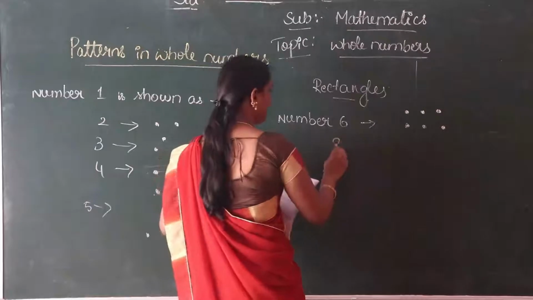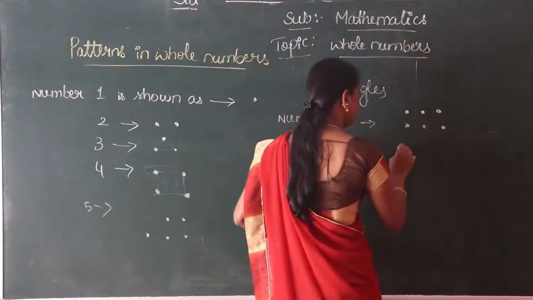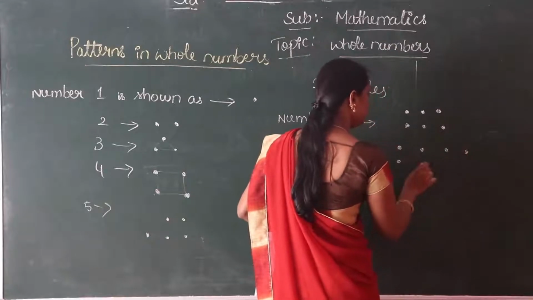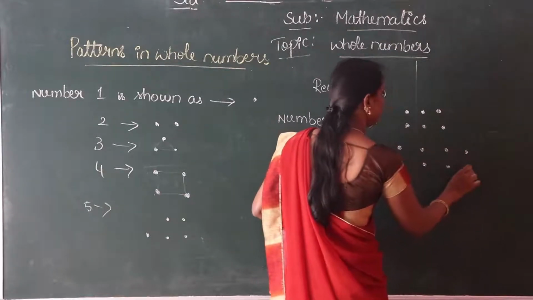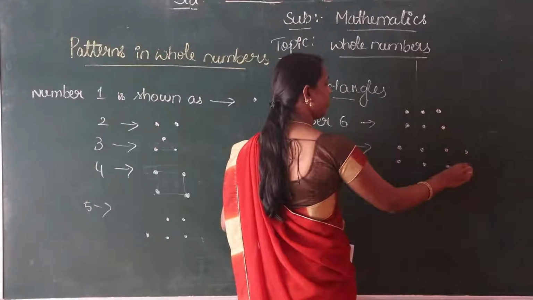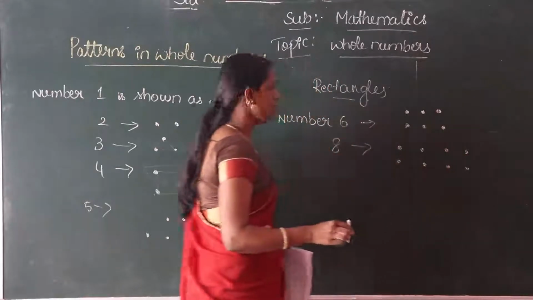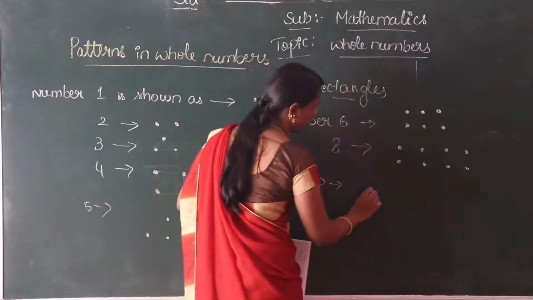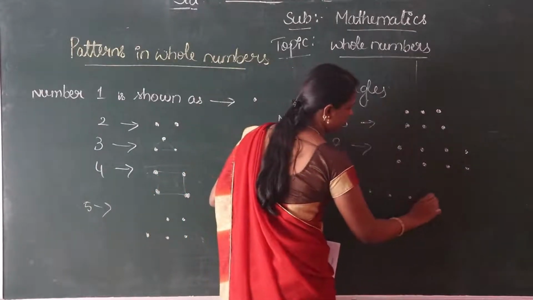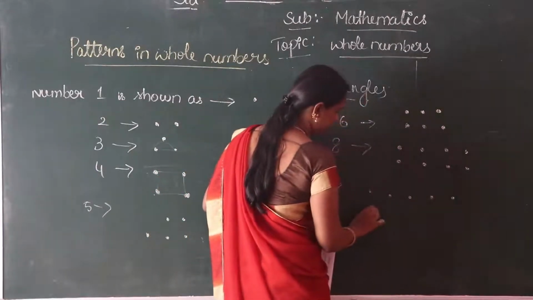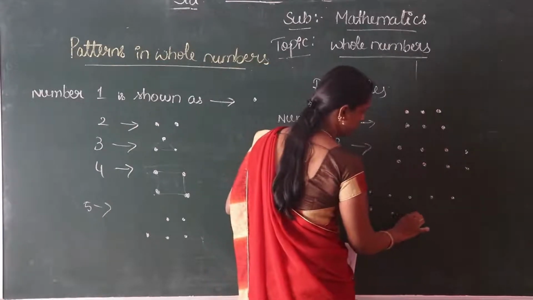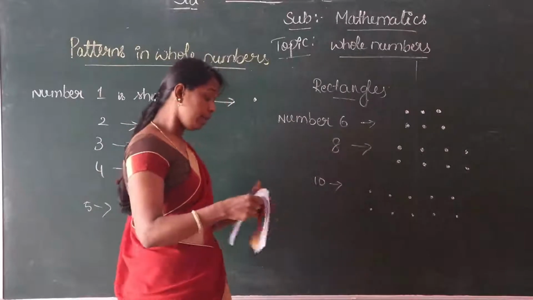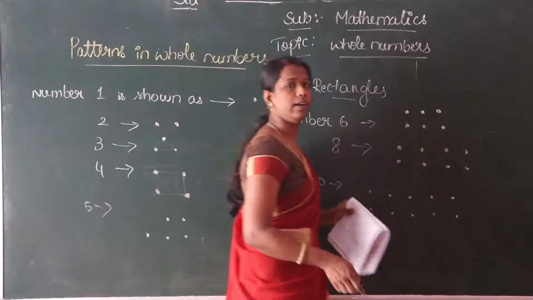Next, number 8 can also be written in the rectangle shape. See? 1, 2, 3, 4, 5, 6, 7, 8 dots. And 10 also can be written like this. 1, 2, 3, 4, 5, 6, 7, 8, 9, 10. Okay, children? Some numbers are arranged in the form of squares.